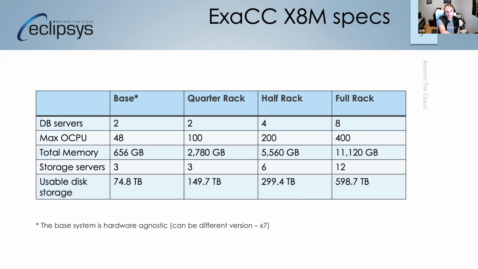And speaking about the numbers, if you have a look at usable disk storage, you can see that for quarter-rack, you have 150 terabyte of usable storage. It is already with triple redundancy. It is not raw storage. It is what you are getting for your environment.